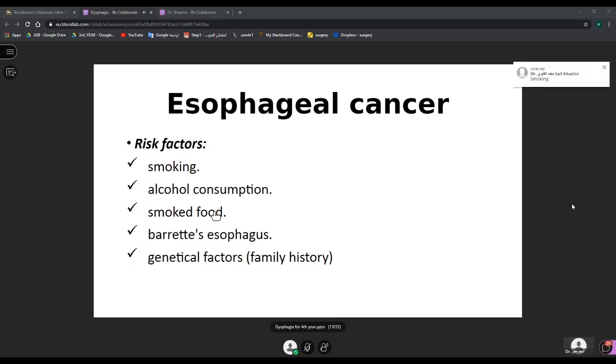This should be part of the history. This should be part of what? Part of the history of present illness. If you are evaluating a patient who has dysphagia and you think that he might have esophageal cancer, then you have to investigate these risk factors or predisposing factors as part of your history of present illness.